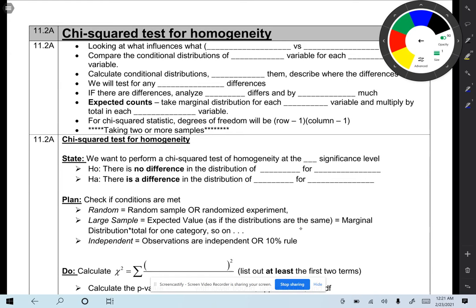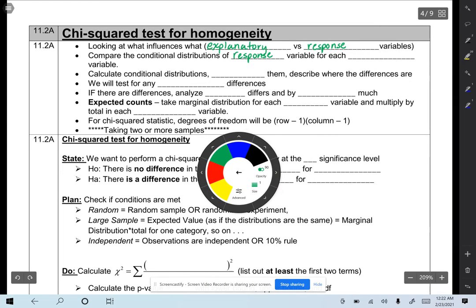So we're going to go back to stuff we learned in first semester, the relationship between the explanatory variables versus response variables. We're going to compare the conditional distributions of the response variable for each explanatory variable. An example could be gender affects your favorite color. So we break down colors for males and females and then we compare.